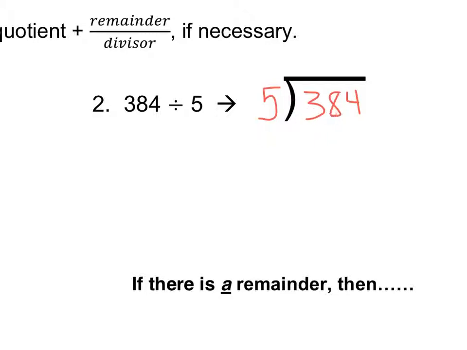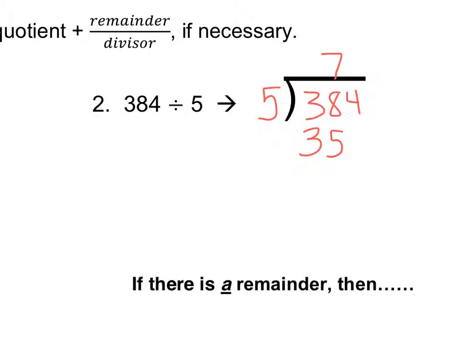5 does go into 38. It goes into it 7 times. So we put the 7 up at the top. Our next step is we multiply. We multiply this 7 times this 5. So 7 times 5 is 35.